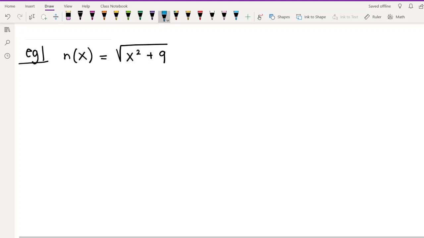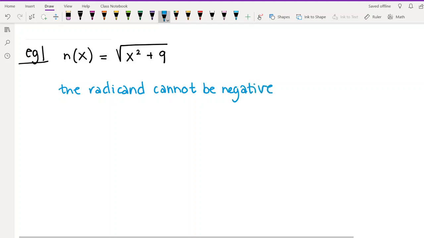Okay, so first thing, again, we can say that the radicand cannot be negative. That's always what we want to be thinking about if there's a square root. And so in this case, that means that x squared plus 9 has to be greater than or equal to 0.